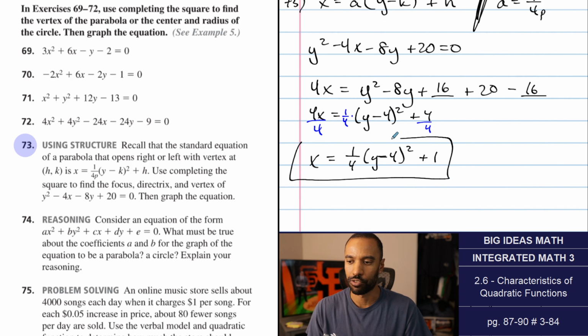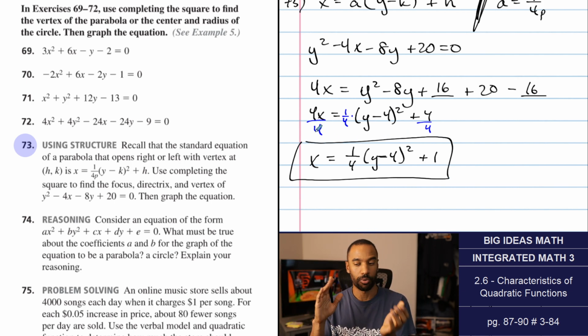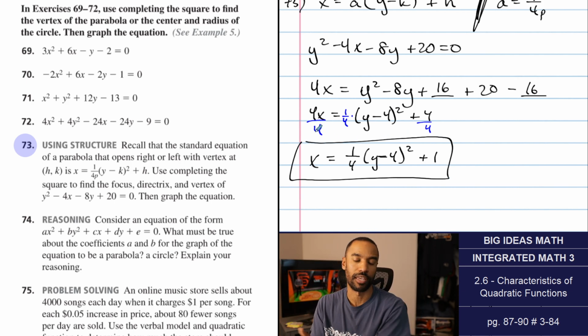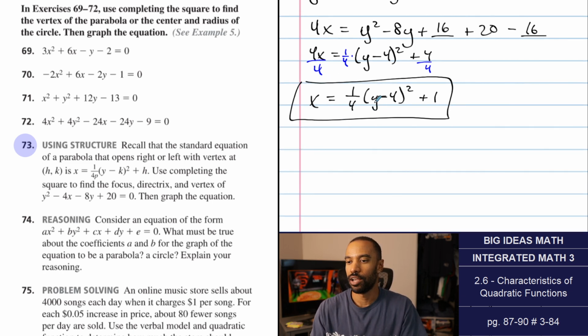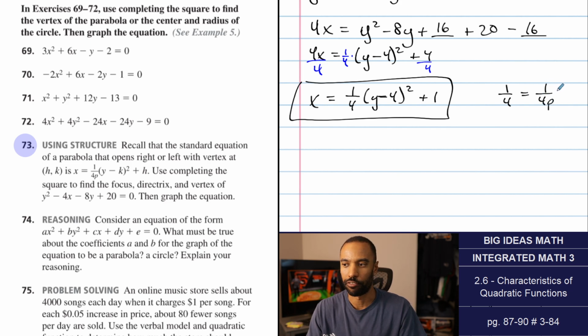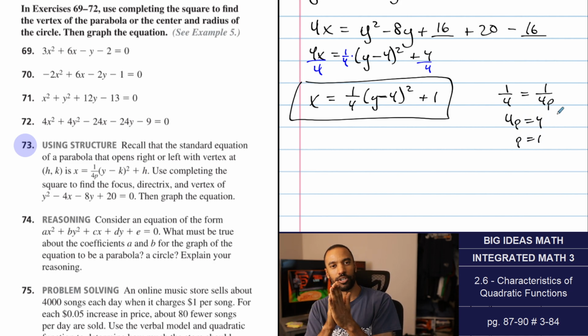All right, that's the vertex form of this, and this is a rightward facing parabola because it's an x equals positive y squared equation. Now, a is 1/4. So a equals 1 over 4p, or p is 1 over 4a, either way you want to put it. Cross multiply, 4p is 4 and p is 1. p is the distance from your vertex to your focus and from vertex to directrix.